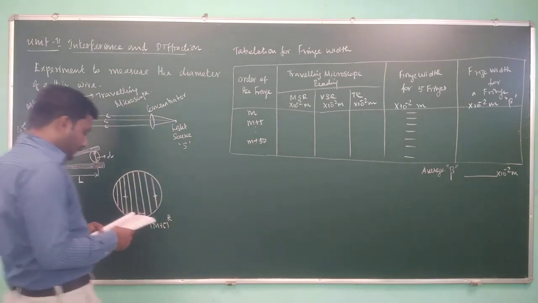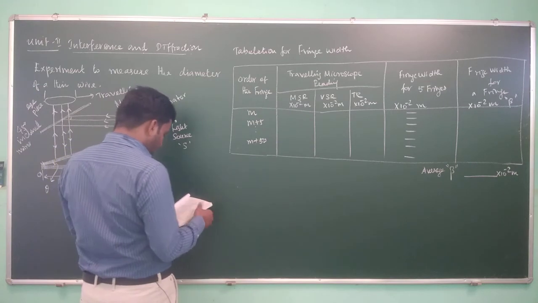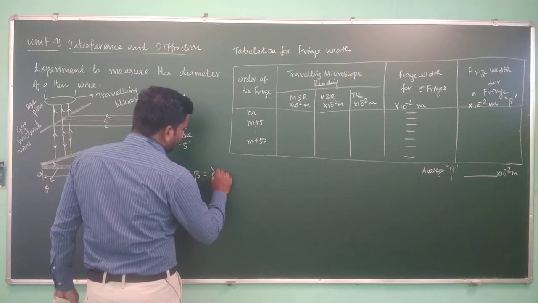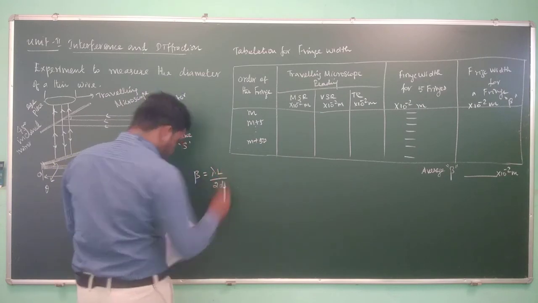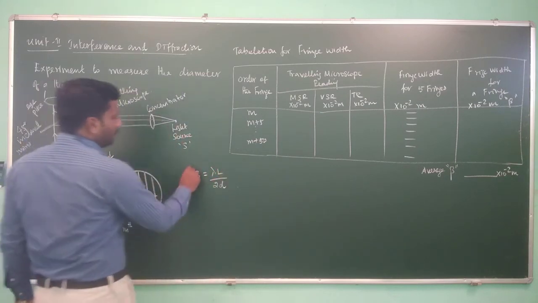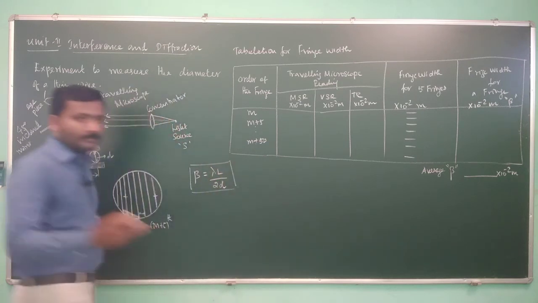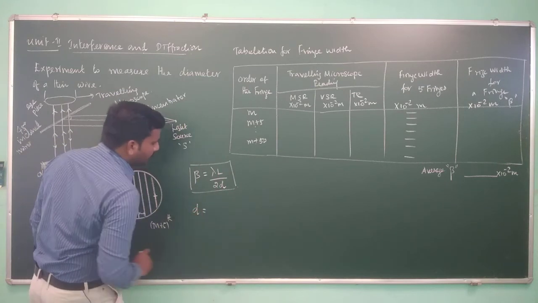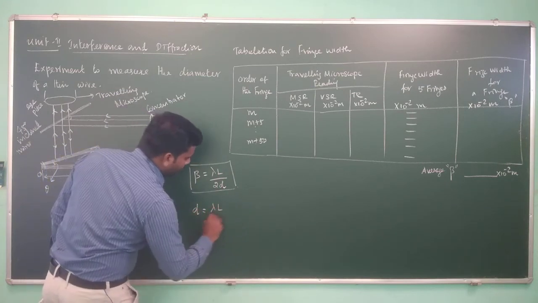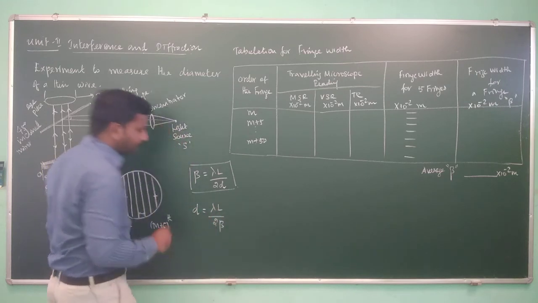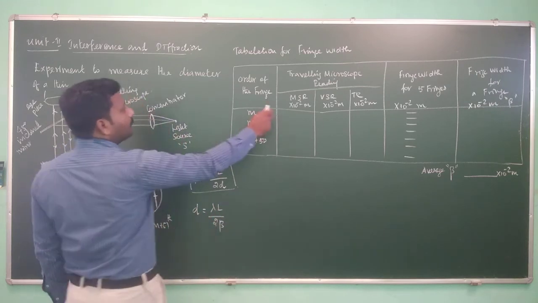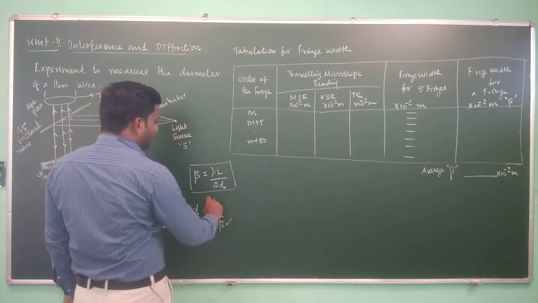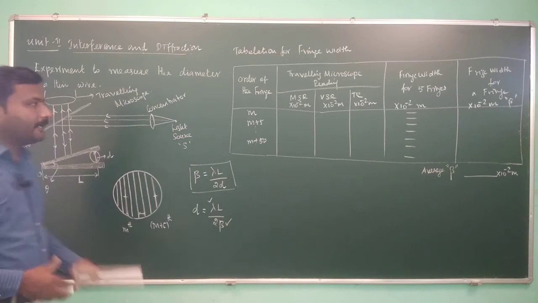That formula tells us that beta equals lambda L by 2d. This was the formula that we derived in the first part of this lecture. What we need to calculate is d, so you can rewrite this equation as d equals lambda L by 2 beta. Here, what we have calculated from this tabulation is the fringe width for 1 fringe, and lambda is the wavelength of the light source that is used.